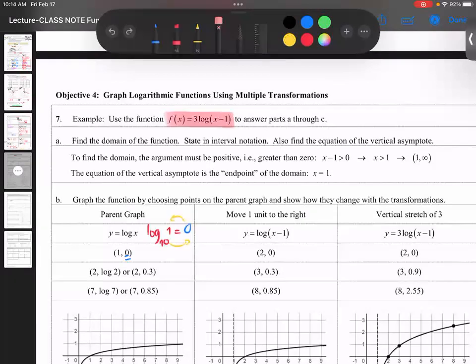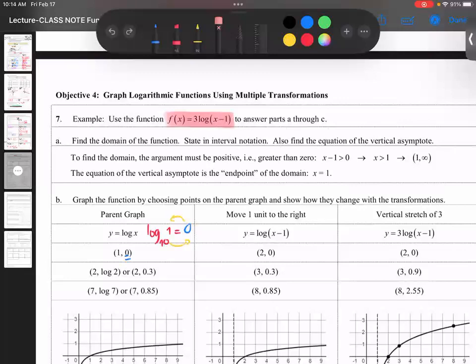But you use your calculator, okay? You have log base 10 on your calculator. You plug in 2, it becomes 0.3. You plug in 7, it becomes 0.85. And then you're gonna do the horizontal transformations. You gotta remember horizontal, reflection, vertical stretch or vertical compression, and then the vertical shift is last. So this is horizontal shift. Shift right or shift left?